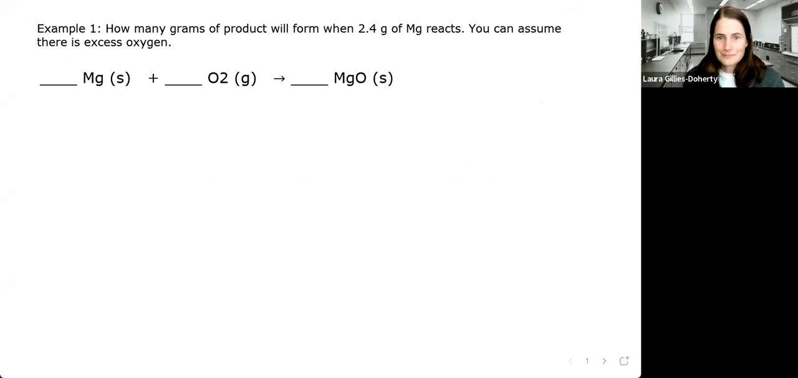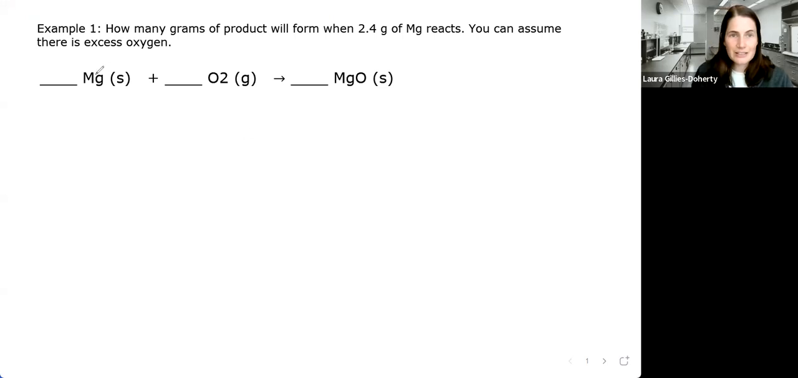Okay, so here we go. We have that. Example 1. How many grams of product will form when 2.4 grams of magnesium reacts? You can assume there's excess oxygen. So we're given a chemical equation. We always have to check if it's balanced. If it's not, then you need to balance it.